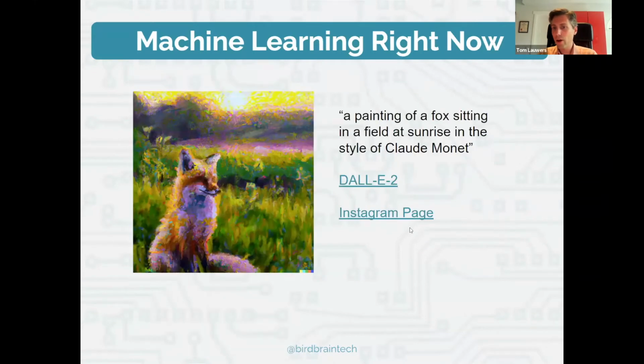And then, I don't know how many of you have seen DALL-E 2. DALL-E 2 is a text to image model that will ingest a prompt, again, like a painting of a fox sitting in a field, sunrise in the style of Claude Monet, and then it produces fairly interesting art. It's not always great, but it's definitely interesting, and it's recognizably a fox, and it's recognizably like Monet's style.